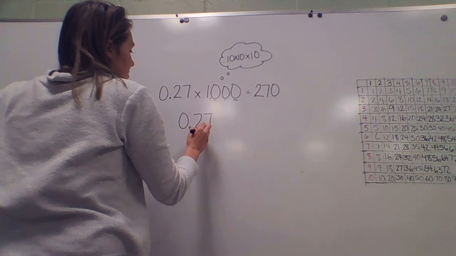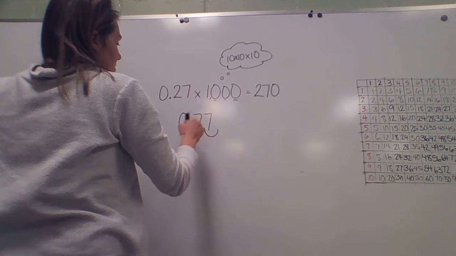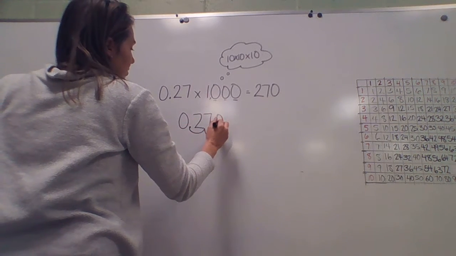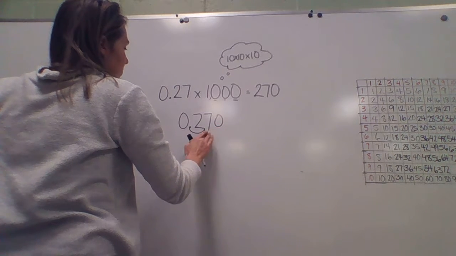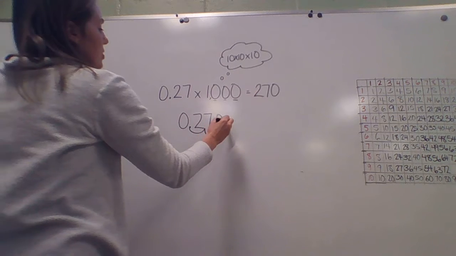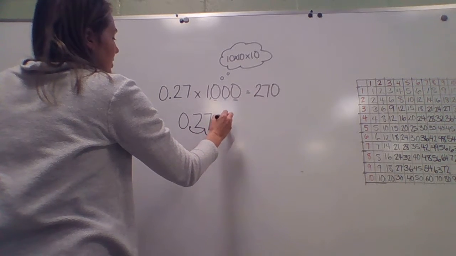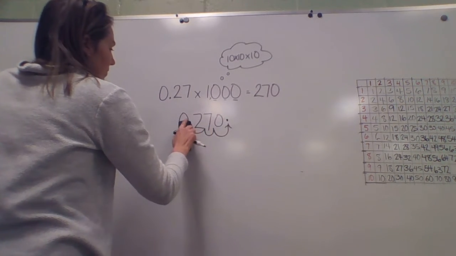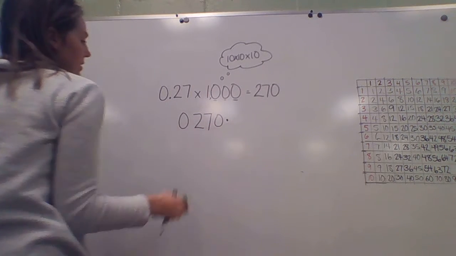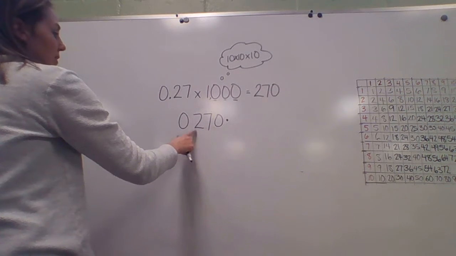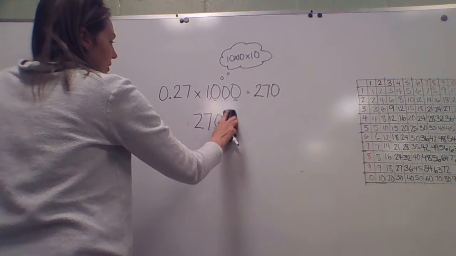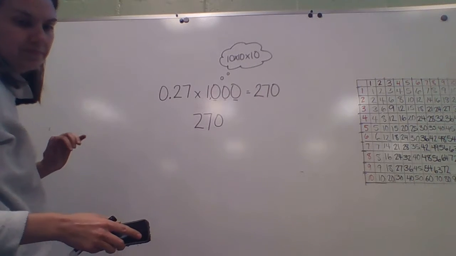So 1, 2, and then, oops, didn't align that very well. 1, 2, 3. So my new decimal point is going to be on this side. If I erase my trail, my number would look like this. And I no longer need that 0 in front of it. I can just call it 270.